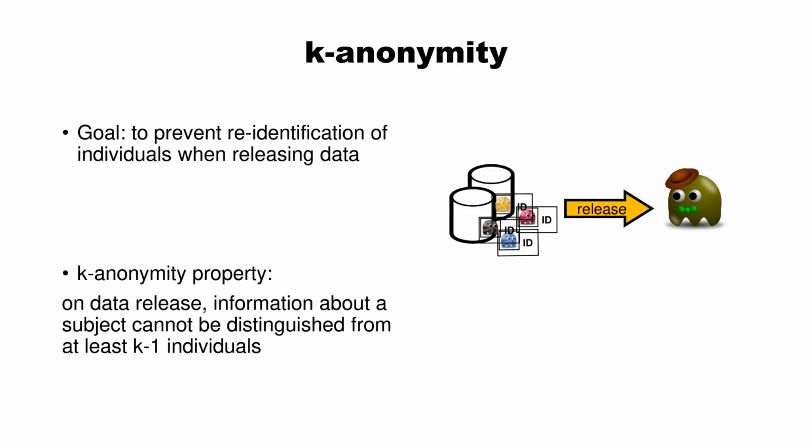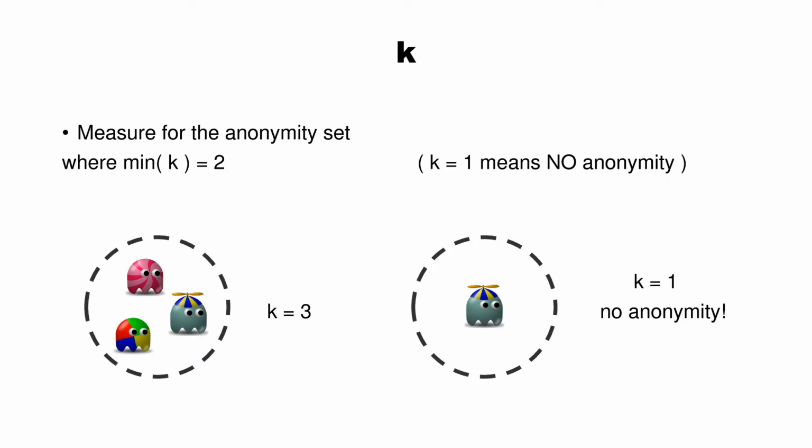Let me explain what K is. Here I have two examples for you. If you say that the minimum anonymity that you want is K-anonymity with 2, then to the left we have 3 individuals in that set. So it means that K equals 3. Therefore, it is okay for a minimum K of 2. On the other hand, on the right side, we have K equal 1. It means there is only one possible individual in the set. If K equals 1, then there is no anonymity.